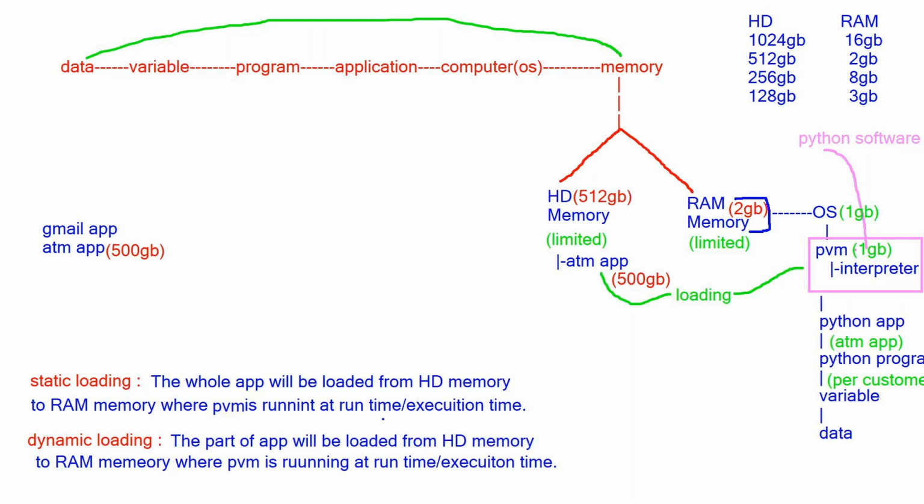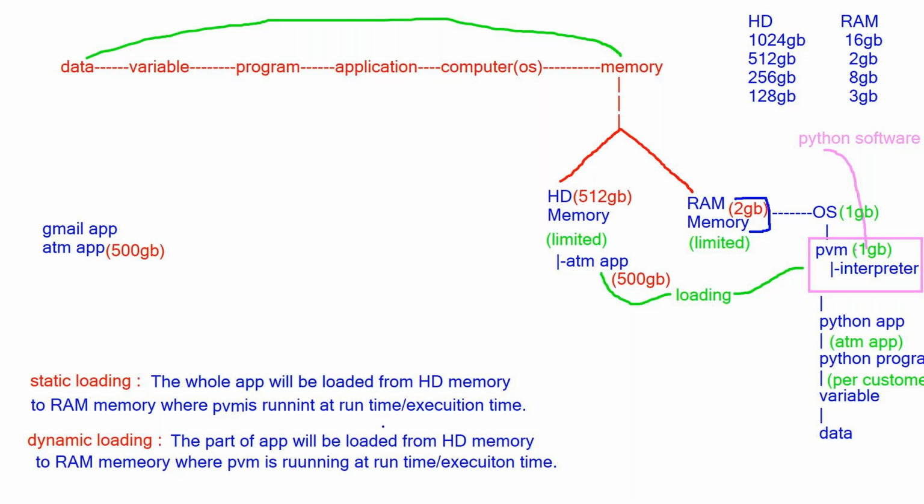Python will be used for developing larger scale applications which demand huge amounts of data, and that data will always be kept in the hard disk. But who has to execute them? The Python virtual machine has to execute them. It will be installed under the control of the OS. Where the OS is installed, there the Python virtual machine will be installed.